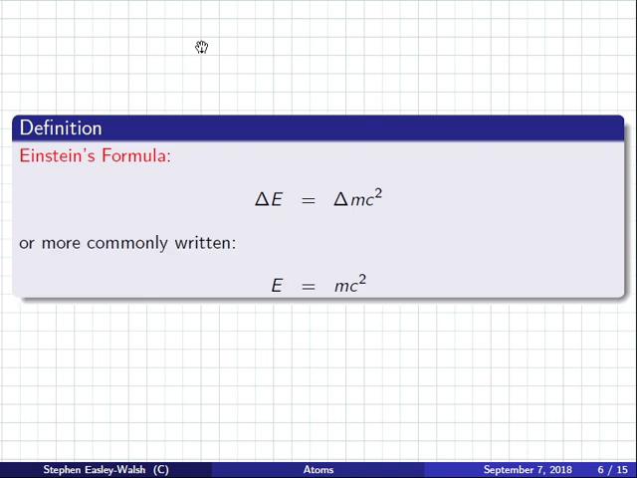Or you can write it as just like that if you prefer. The reason we write delta E is because it means extra energy, and delta M meaning lost mass.